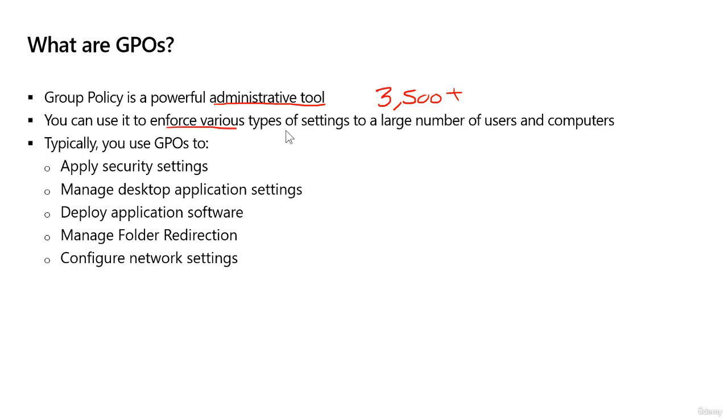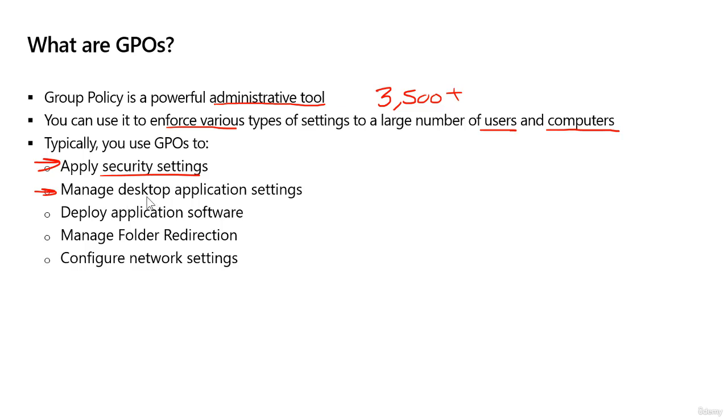You can use it to enforce various types of settings across user accounts and or across computers, depending on the setting. Some settings will actually directly apply to user accounts. Other settings apply to the actual computer that your user is actually using. Now, what we will do with these GPOs, the most common levels, to apply security settings, that'll be things like password length. We may require that you have a minimum of an 8-character password, and you have to change it every 30 days.